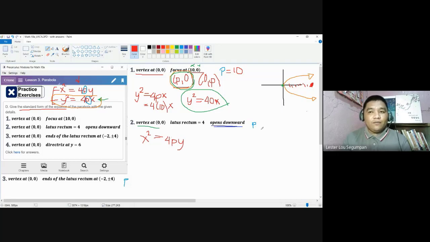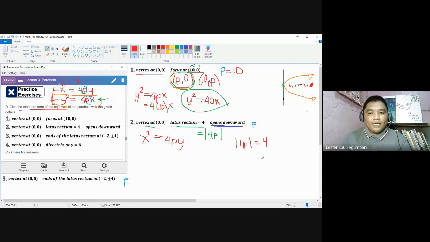Our goal is to solve for p. We have here the value for the latus rectum. The latus rectum is the length of the line segment containing the focus, and its ends, again, are points of the parabola. The formula for the latus rectum is actually the absolute value of 4p. Then we just simply need to compare them and have this equation: absolute value of 4p is equal to 4.